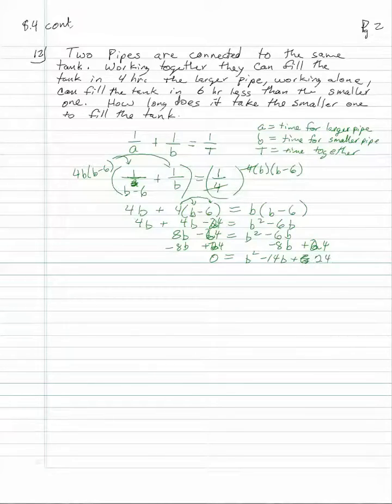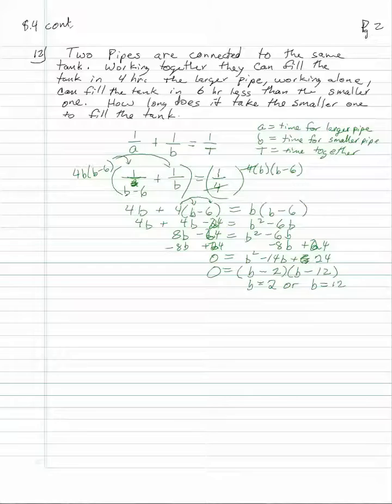Alright, so what factors of 24 add to 14? 12 and 2. So I'm just going to go shortcut: B minus 2 equals 0, then add 2 to both sides, so B equals 2. B minus 12 equals 0, so add 12, so B equals 12.